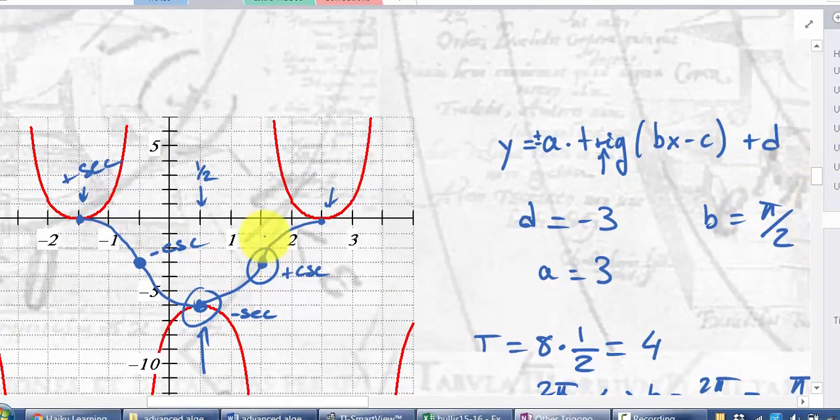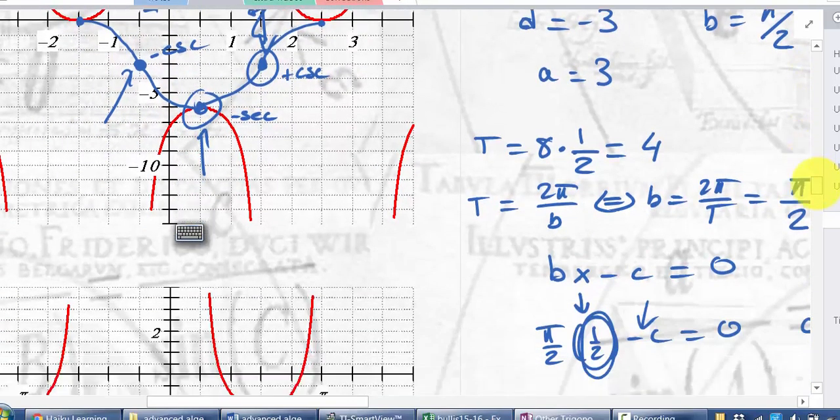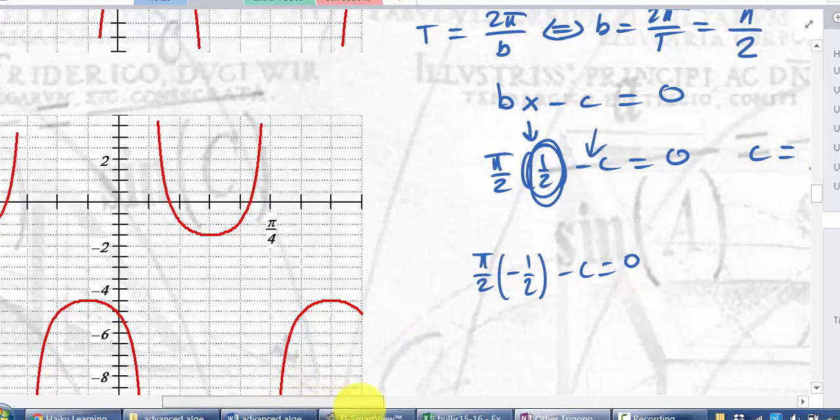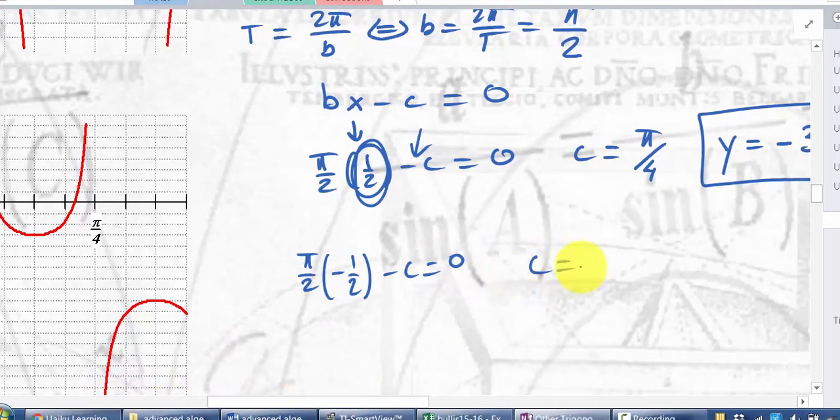Okay, let's give it one more name and we'll stop, okay? I'll use this one right here. I'll use a plus secant, okay? So my phase shift now, actually, you know what? I want to use a negative one. I'll use a minus cosecant. My phase shift now is negative 1/2, okay? So with my phase shift equal to negative 1/2, I have pi over 2 times negative 1/2 minus c equal to 0, which means that c is equal to negative pi over 4.